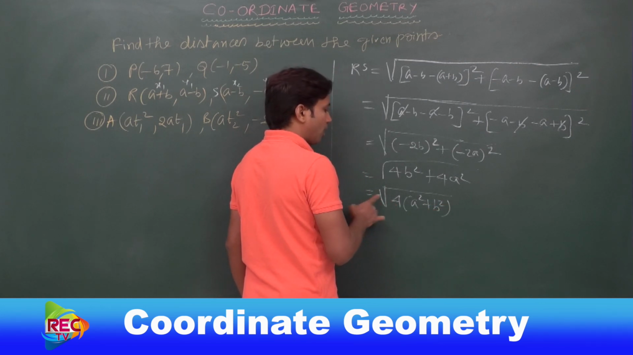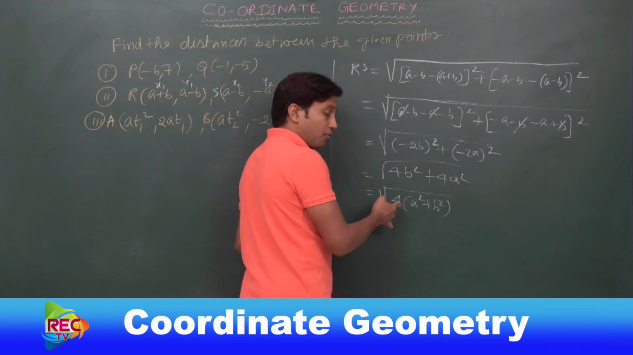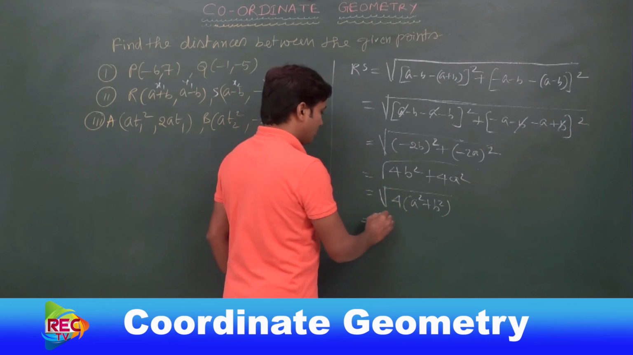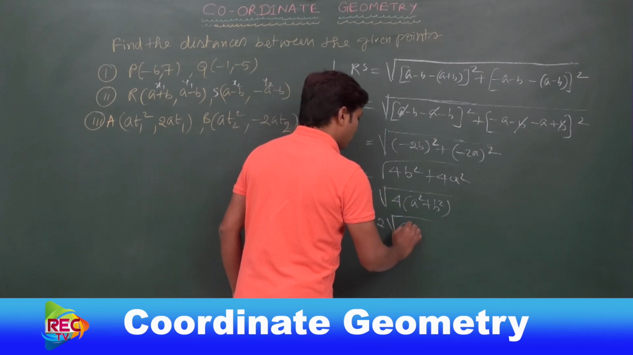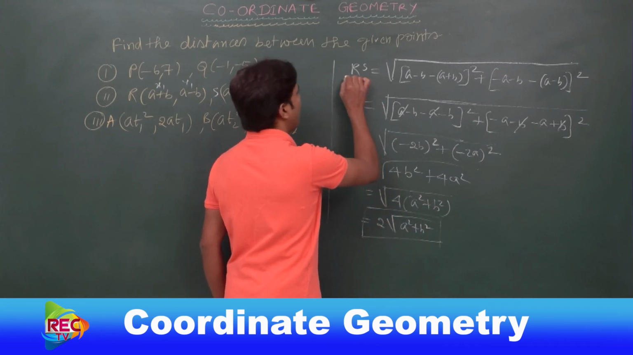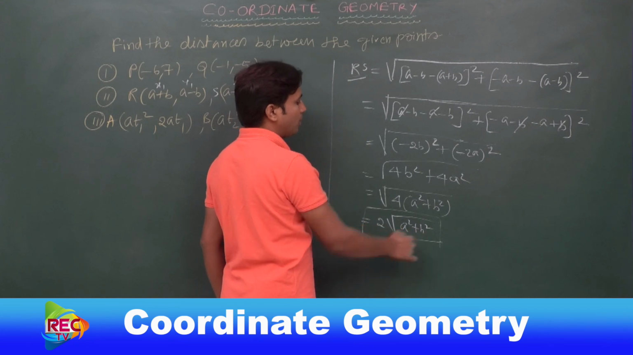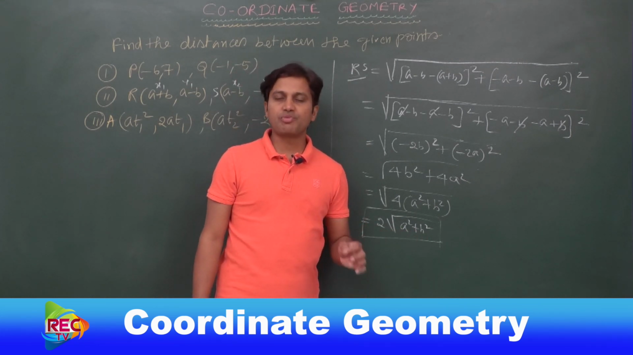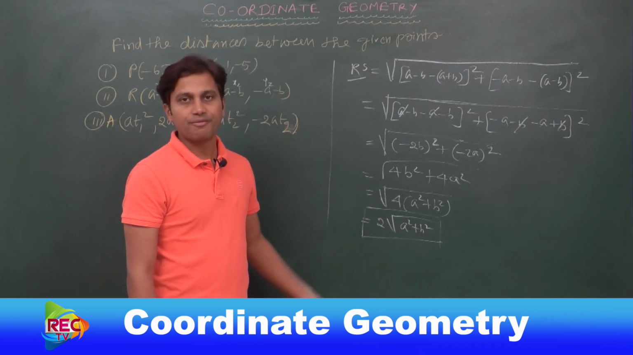Now if you take this 4 outside, then square root of 4 would be 2. So 2 comes out. So 2 into square root of a square plus b square. So this is the distance between r and s. So RS equal to what? 2 into square root a square plus b square. Like this we can find it out.